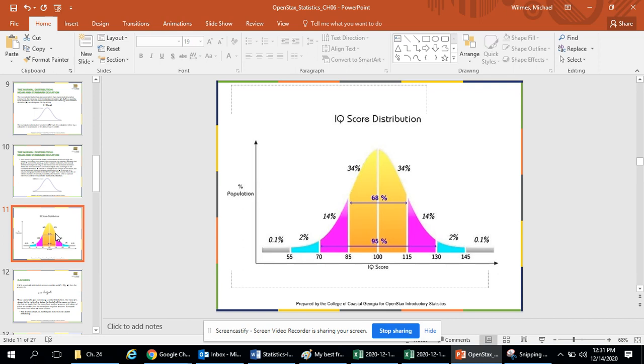And here's our IQ example. Refresh your memory again. IQ scores of 100 are right down the middle. And then this has a standard deviation of 15. So we can see that 68% of all humans have an IQ between 85 and 115.